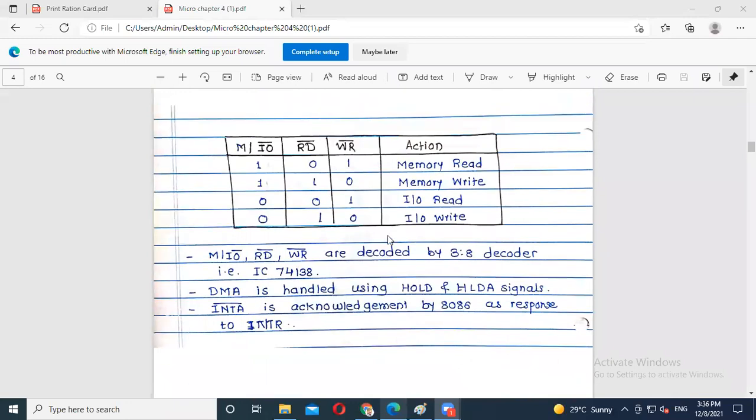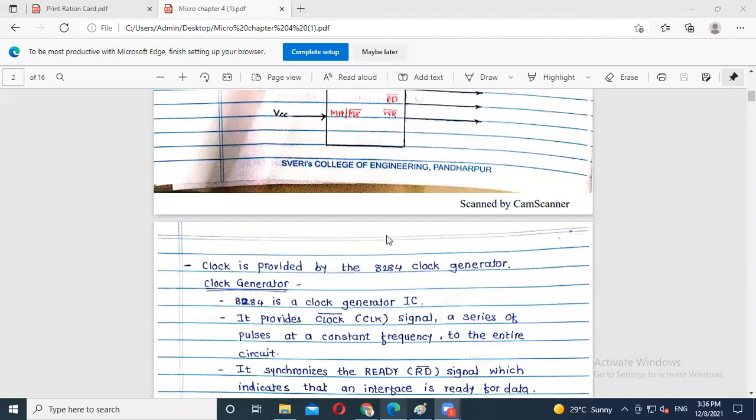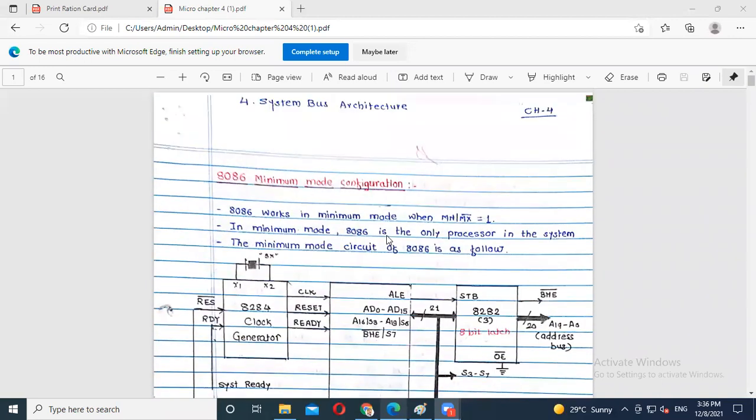In the last lecture, we started the fourth unit of your microprocessor. The fourth unit is only about minimum mode, maximum mode, and read and write instructions. Minimum mode we already taught. Just for 5 minutes, I will refresh this minimum mode configuration. After that, I will go to the maximum mode configuration.